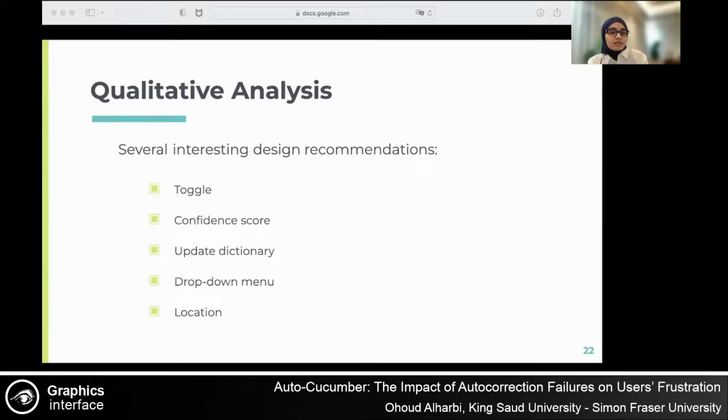Some indicated that they would prefer a single step button to quickly toggle autocorrection, or a drop-down menu for autocorrected words, like on a desktop. Others indicated that they want to see a confidence score on the side of the screen, or an easy method to add or delete words from the dictionary. Another recommendation was to have an option for autocorrection based on location, because people communicate differently in different locations.